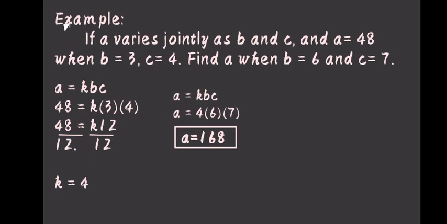So we need to find k first. a = kbc, and our a is 48 = k times 3, which is our b, and 4, our c. 48 = k times 12. Divide both sides by 12. 48 divided by 12 is 4, and our k is 4. a = kbc, and our k is 4 times 6 times 7, our b and c. a = 168.